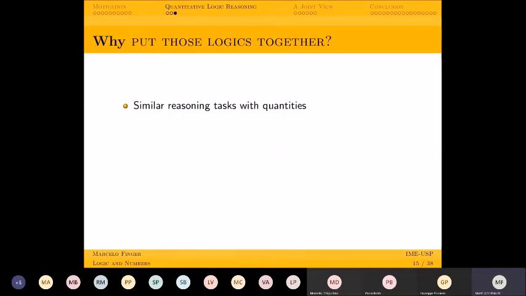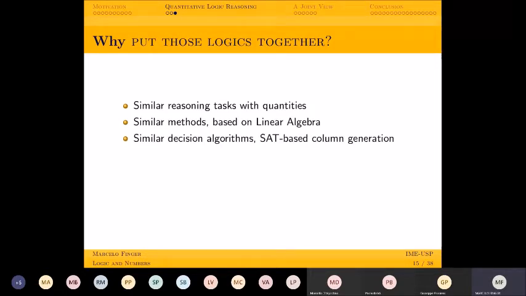So why put all these logics together? They have similar reasoning tasks with quantities, similar methods based on linear algebra, similar decision algorithms, SAT-based, column generation. So we use SAT to generate columns for linear algebra. So there is an exchange between, well, I'm a linear algebra, I don't represent all the columns of my matrix. My matrix is very large, it's exponentially large or infinite even. I don't represent all of them. And whenever I need a column, I ask my SAT solver, so bring me a column. So this is how the two of them talk together. And basically that's it. And then we use linear algebra on the outside and logic in the inside to solve these problems.